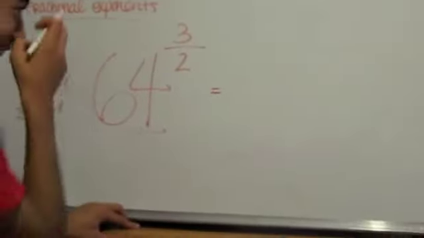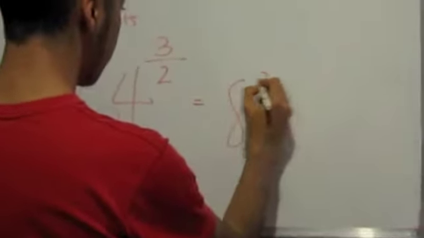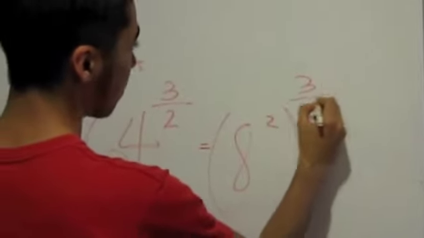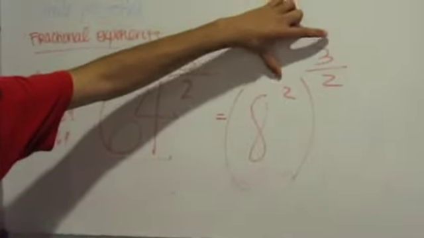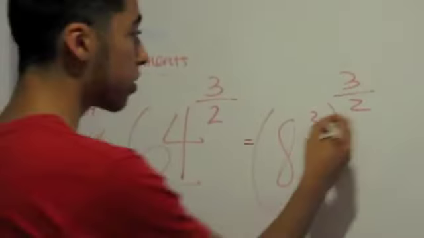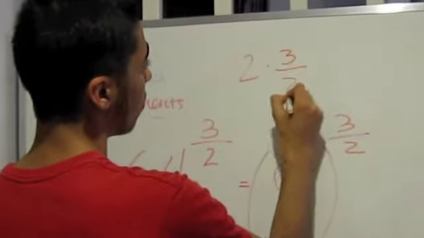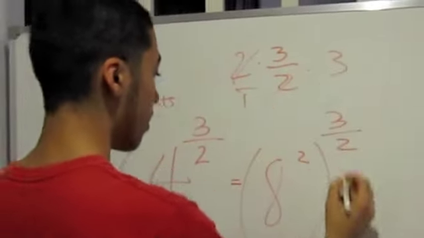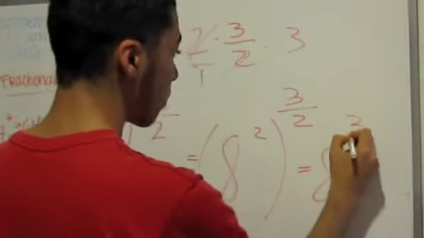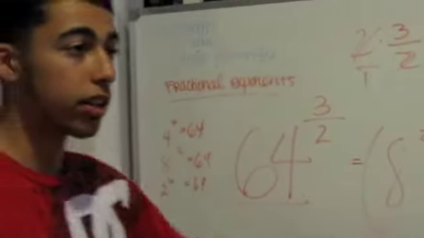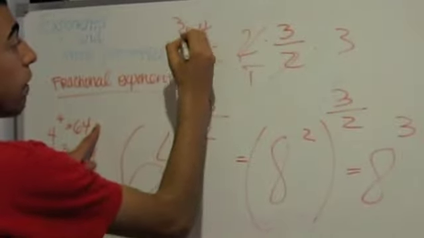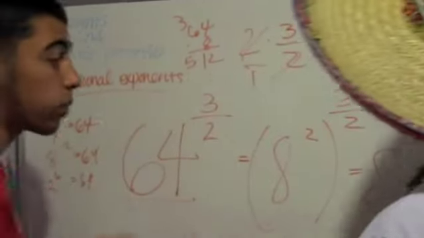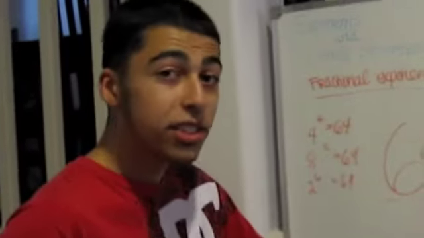8 squared to the 3/2. What do we say about raising exponents? Well, you multiply them. So what's 2 times 3/2? These 2's cancel, turns into 3. 8 to the 3rd. And then you calculate that doing 8 times 8 times 8, so 64 times 8 is 512. That's basically how you do it.